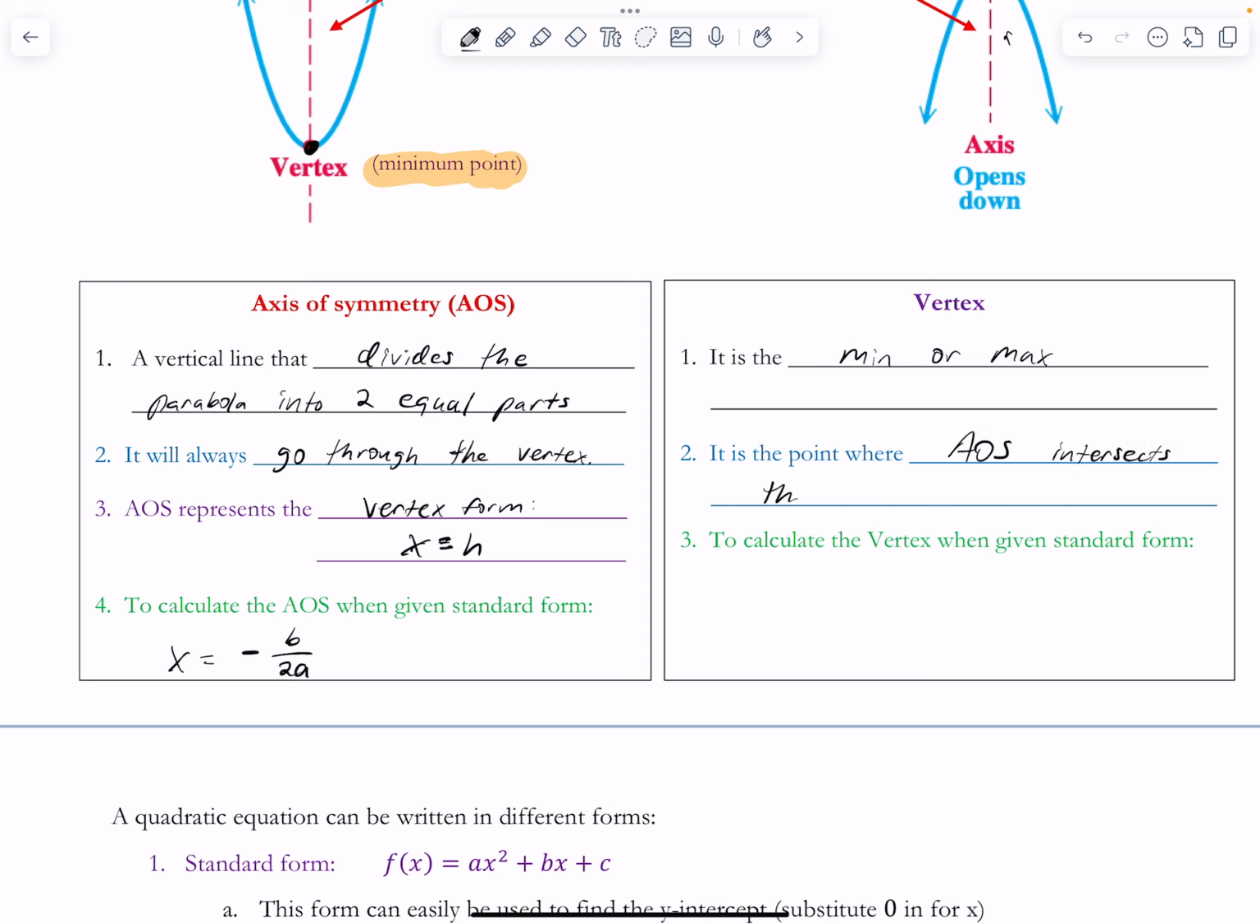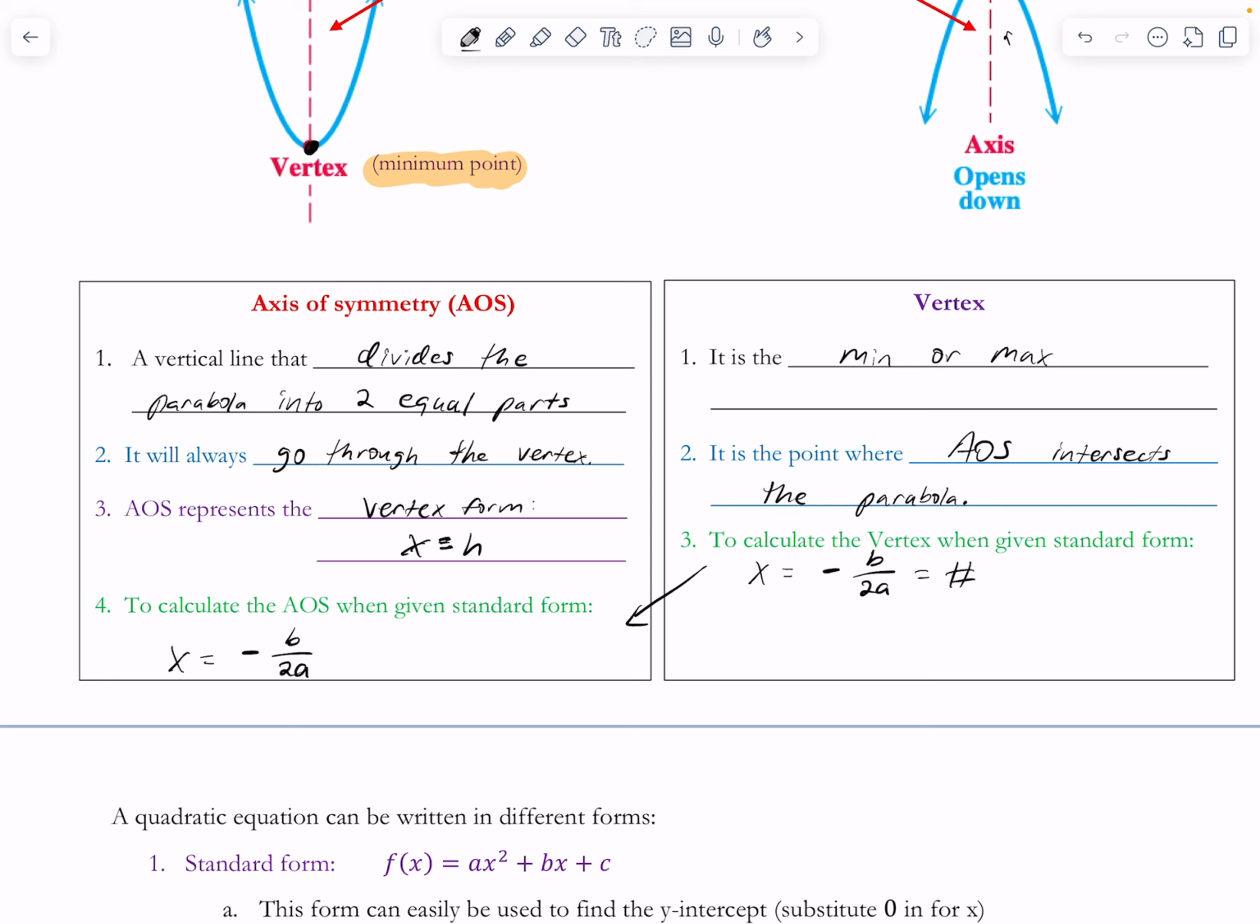All right, so that's always true. The axis of symmetry will always go through the vertex, okay? When we have standard form, first you're gonna have to do the axis of symmetry. So essentially first you're gonna have to do what we said down there, where you find x equals the opposite of b over 2a, and then you'll get some number, okay?